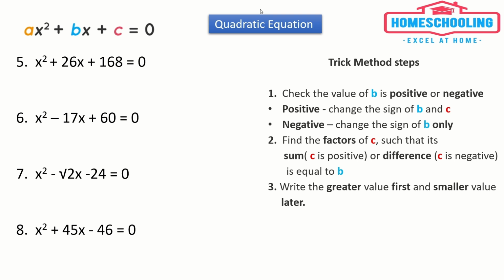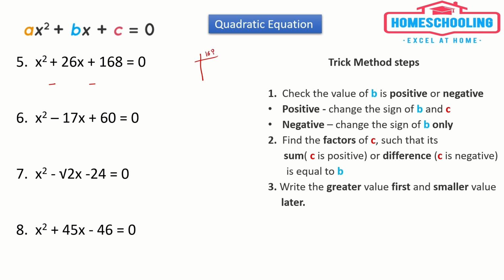I hope you have tried all these 4 questions. Now let's solve these questions together. In question number 5, we can see that the b value is positive, so we're going to change the sign of b and c, so negative and negative. Now we're going to find the factors of 168.